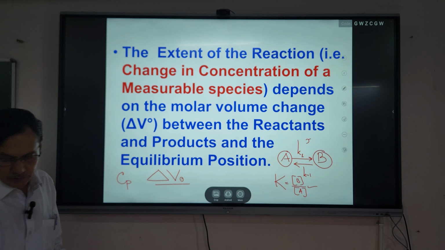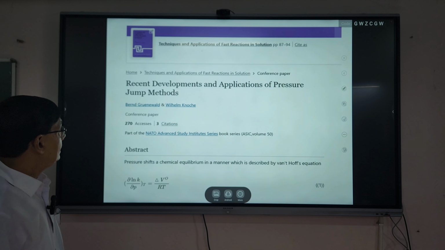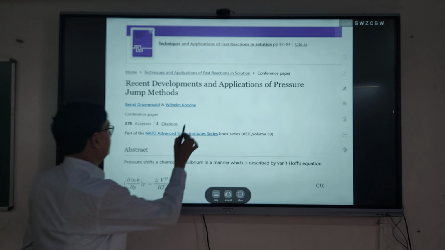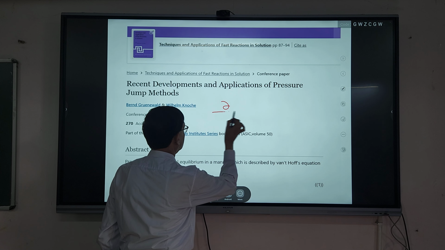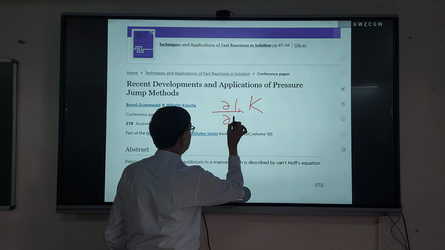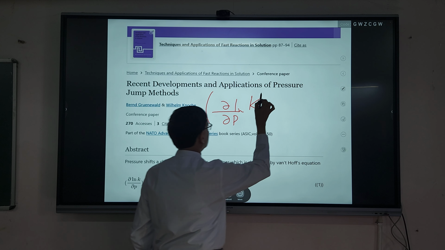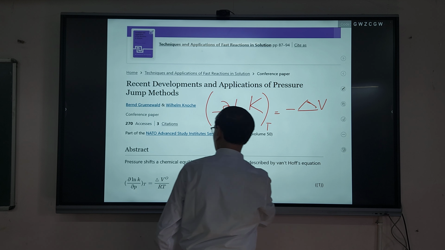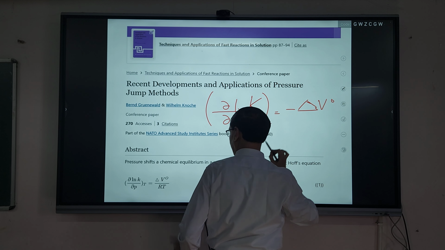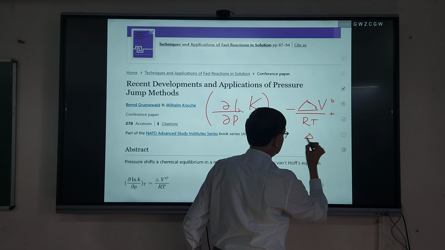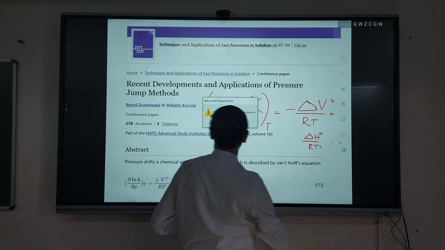When I referred to some of the original research papers, you see that because it is pressure dependence, d natural log of K by dP at constant temperature, of course it depends upon minus standard volume divided by RT. There are other terms also, that is delta H by RT square. I will show you.